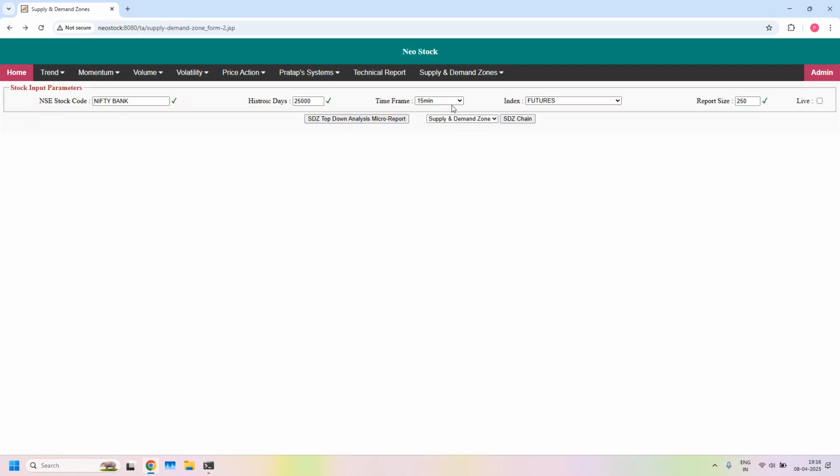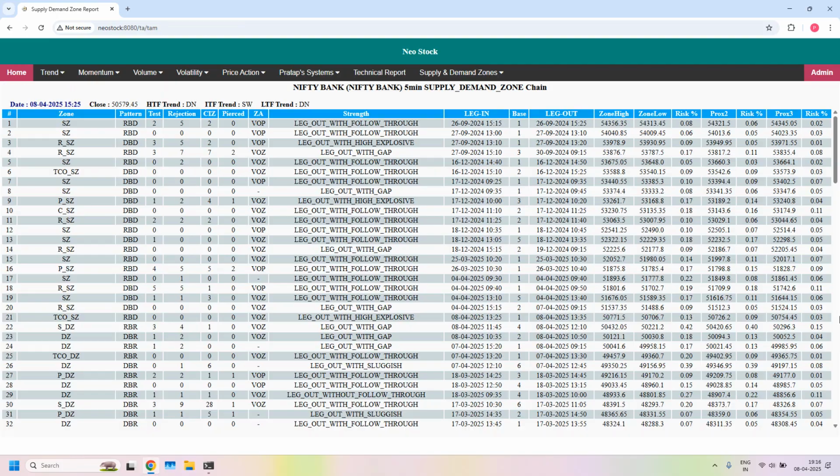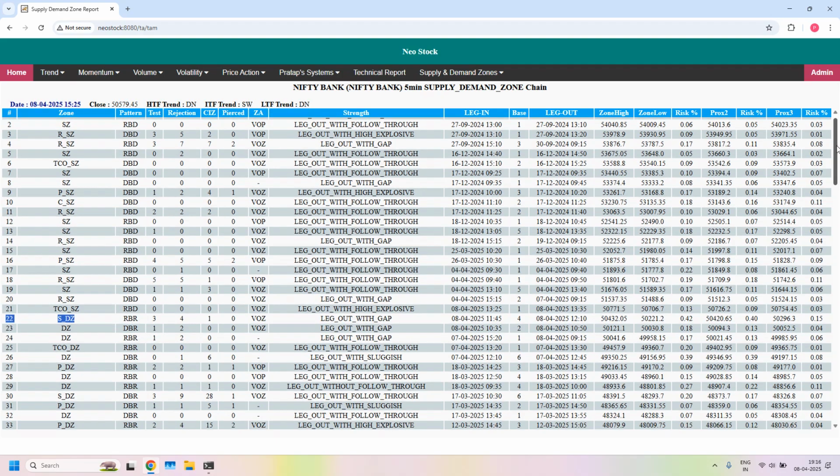Next, generating 5 minutes supply demand zone chain for Bank Nifty. Serial number 22 is the nearest demand zone to the current closing price in Bank Nifty 5 minutes demand zone. So I'm adjusting in the middle.